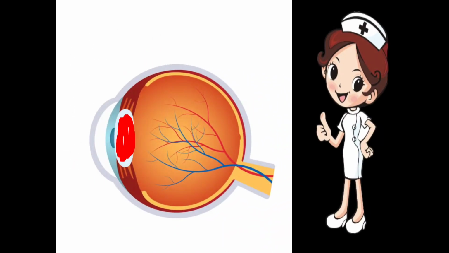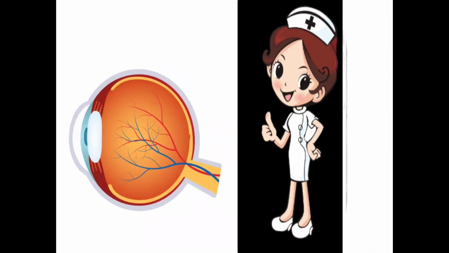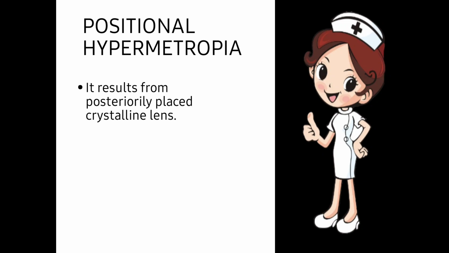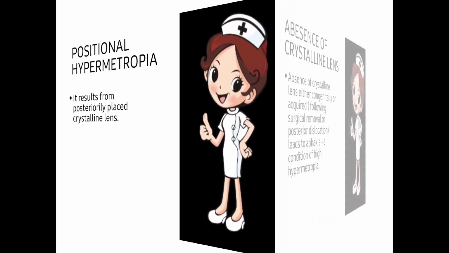So when the refractive index of the lens changes, then a person will be more hyperopic. Next one, positional hypermetropia. It results from a posteriorly placed crystalline lens. After doing the cataract surgery, we will place the posterior intraocular lens. How it is positioned matters, because sometimes the person becomes hyperopic after insertion of a PCIOL in the eye. This is positional hypermetropia.